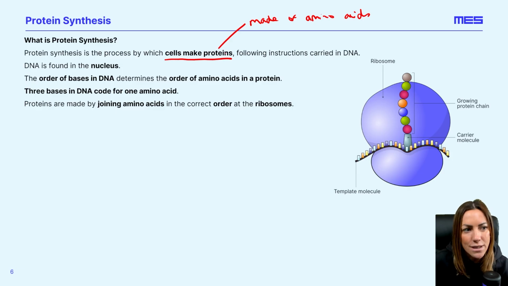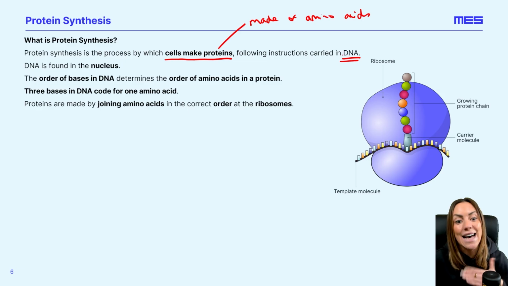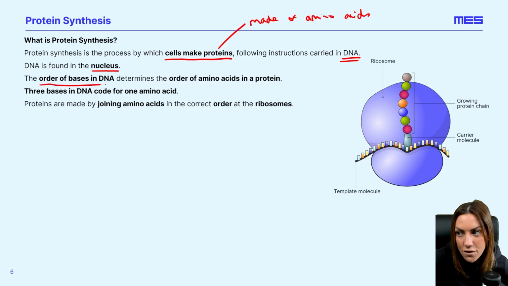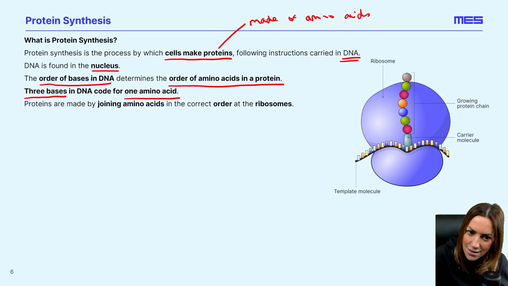But to make these proteins, we're going to follow the instructions that are carried by DNA because DNA has bases. The order of bases is what's going to determine the order of amino acids in the protein. Now, DNA is obviously found in the nucleus. We need the DNA to act as the code because the order of bases in DNA determines the order of amino acids in a protein. And we also know that it's 3 bases, or a triplet, that will code for 1 amino acid. Now, DNA is in the nucleus, but we need the code to get to the ribosomes.